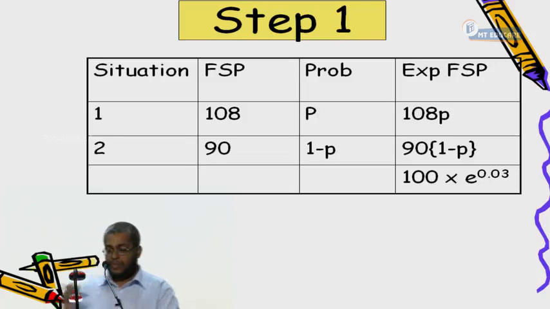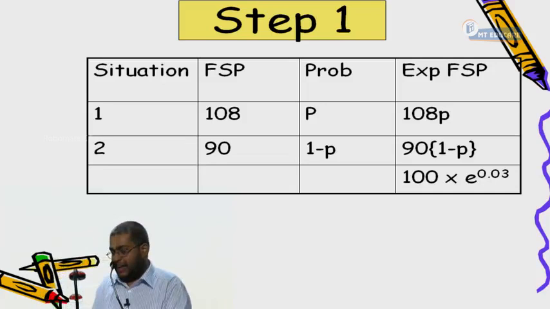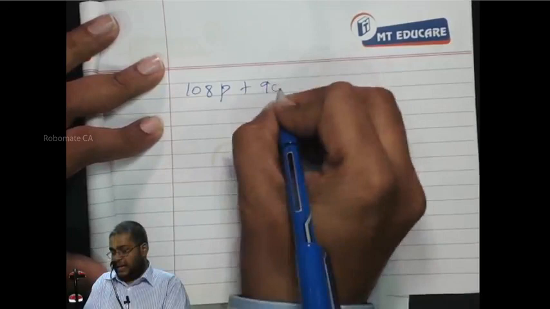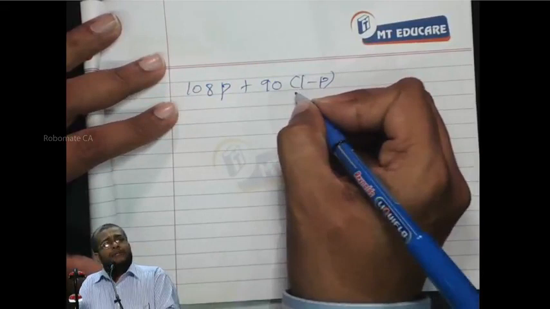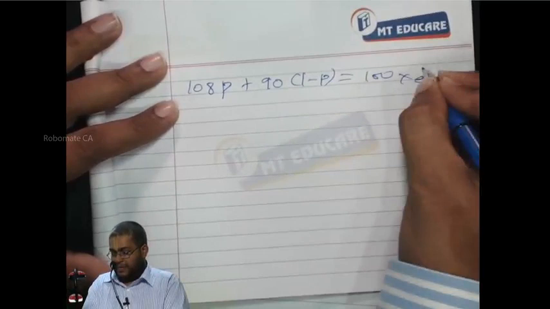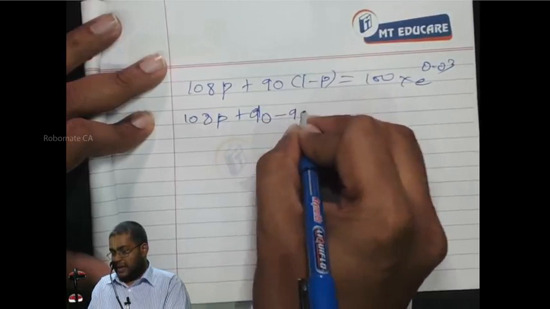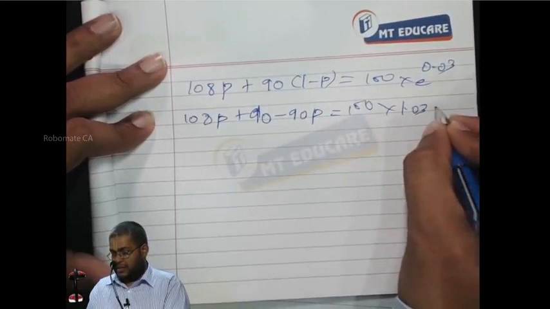What is expected FSP? Weighted average. It is nothing but 108P plus 90 into 1 minus P. This we call expected future spot price. What is expected future spot price? It is nothing but spot price 100 into e power 0.03. Can I simplify it? It is 108P plus 90 minus 90P is equal to 100 into 1.03.05. Now, I believe you.